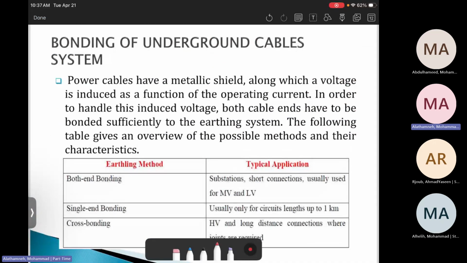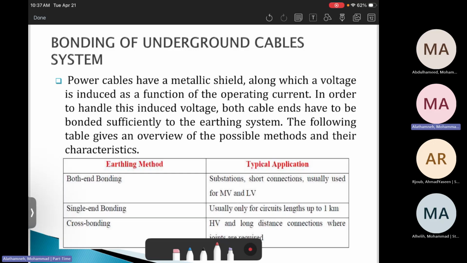Therefore, we will talk about the bonding of underground cable systems. Power cables have a metallic shield. This is the second method, using the metallic shield, not the layers. Along with this, there are voltages induced as a function of the operating current. In order to handle this induced voltage, both cable ends have to be bonded sufficiently to the earthing system. The following table gives an overview of this.